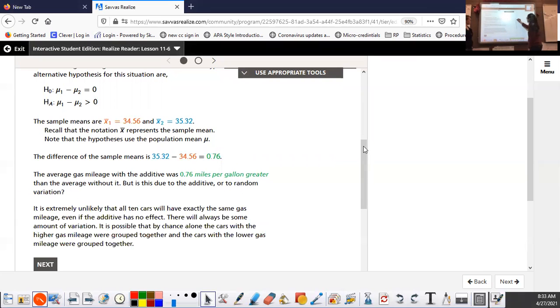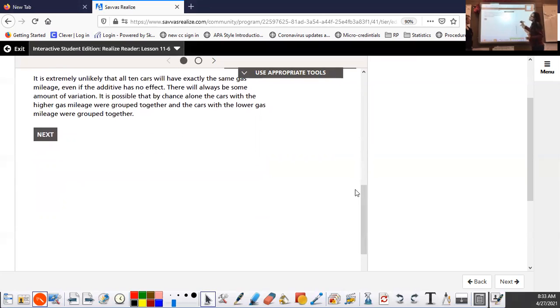So as we go down, it's extremely unlikely that all 10 cars would have exactly the same gas mileage. Maybe their tires are more worn. There are just all these small variations. Even if the additive had no effect, we wouldn't expect all 10 to have the exact same gas mileage. There's always going to be some amount of variation, and I think we just want to keep that in mind.